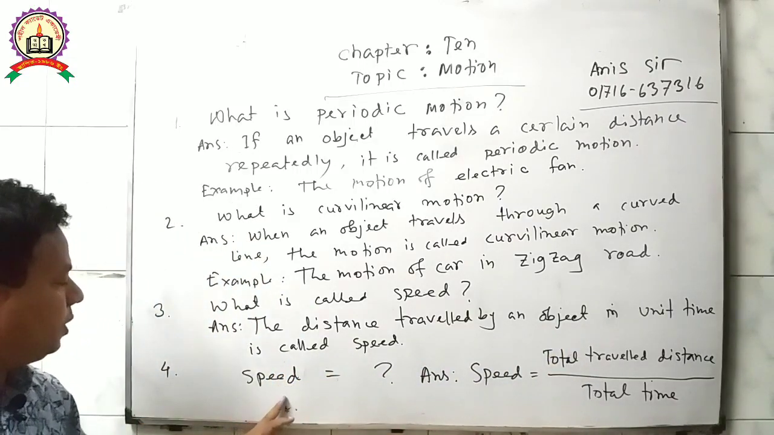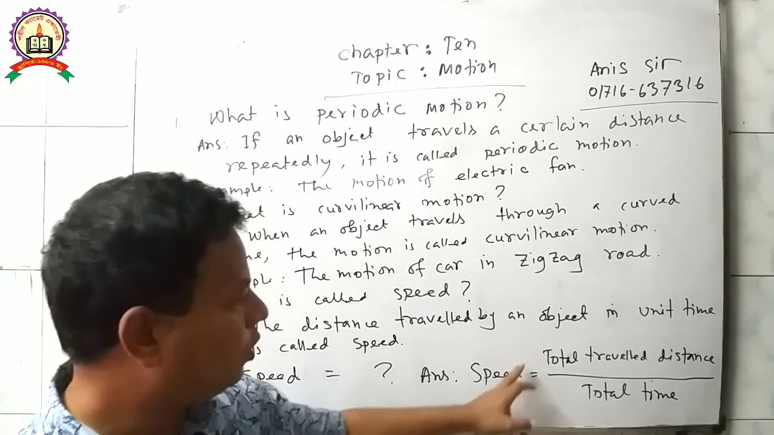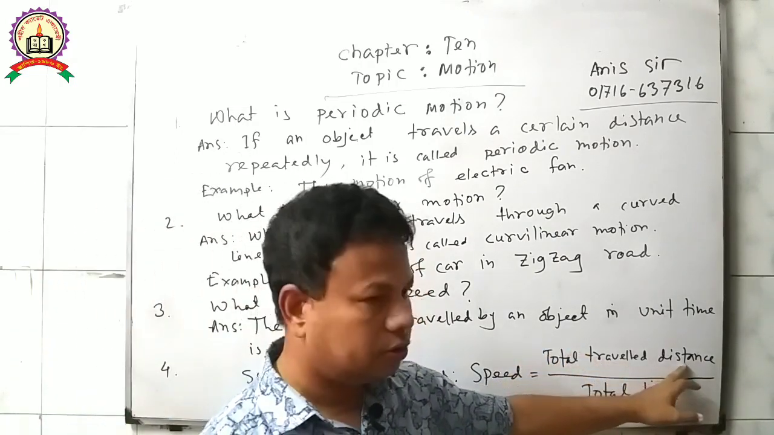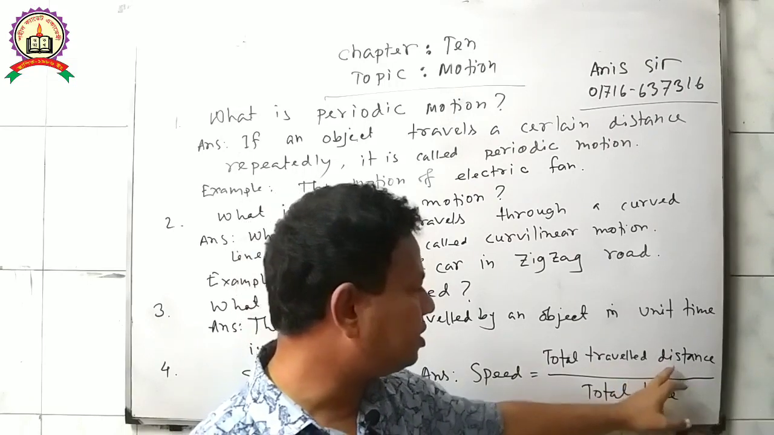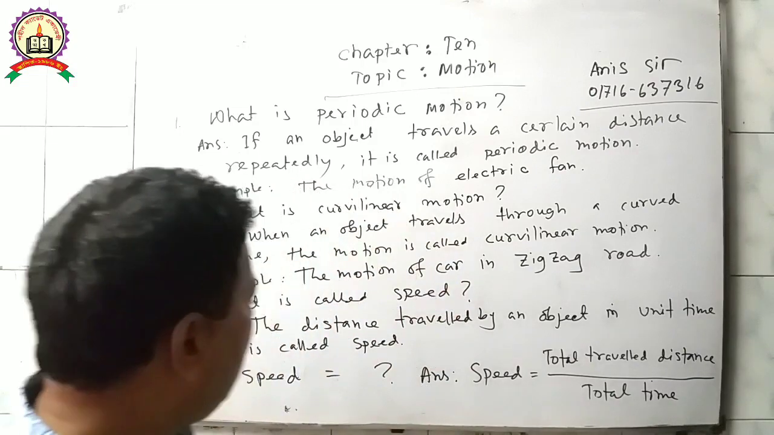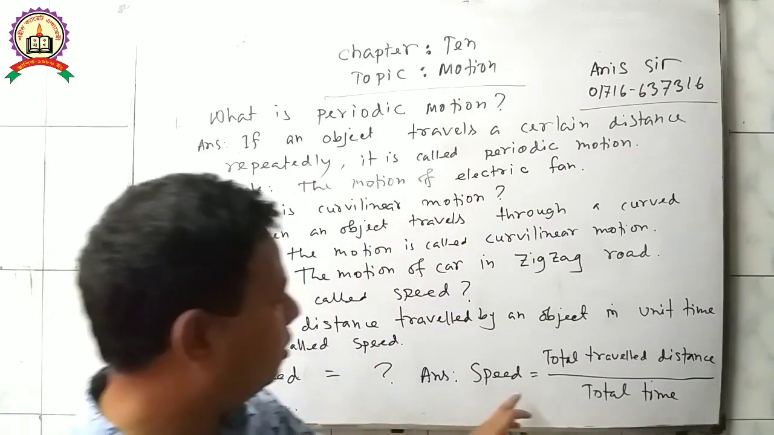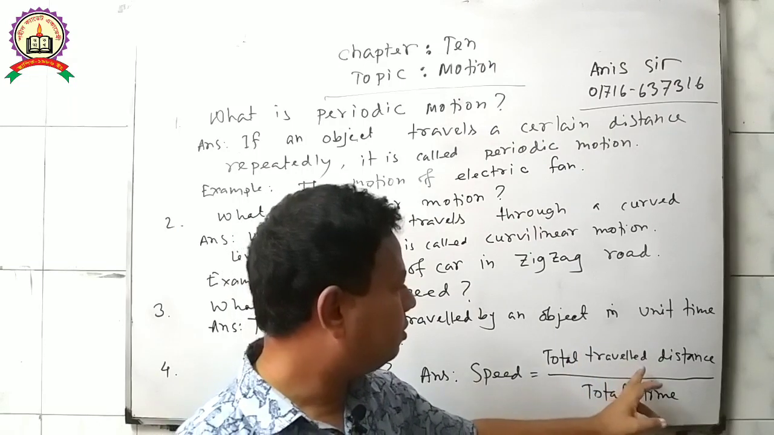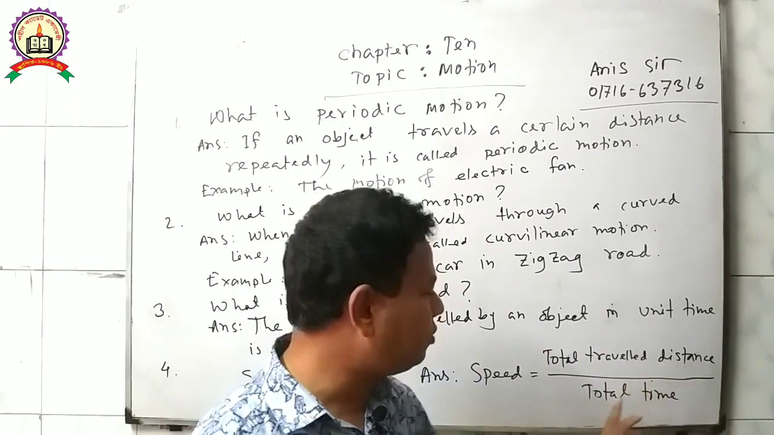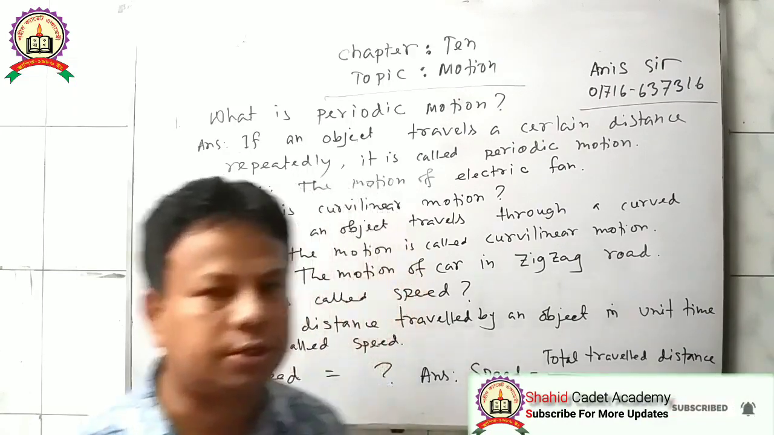Okay, what is speed equal to? Speed is equal to total traveled distance divided by total time. Then we get speed. Formula: total travel distance divided by total time. Then we get the speed of an object.